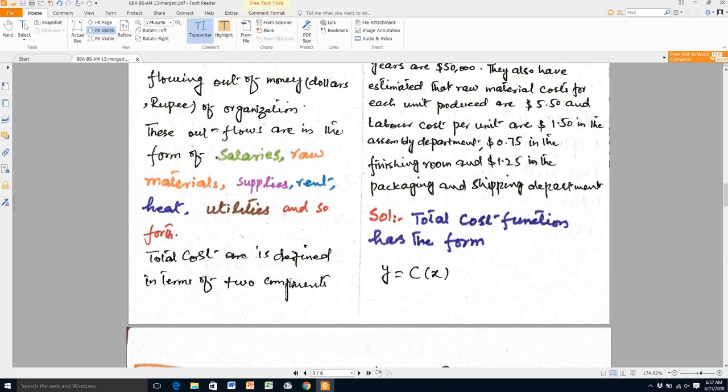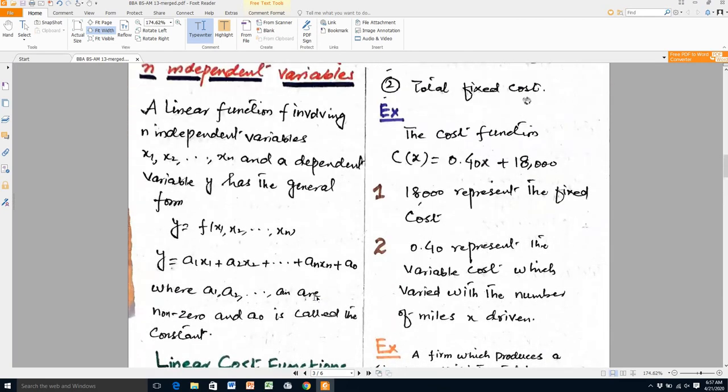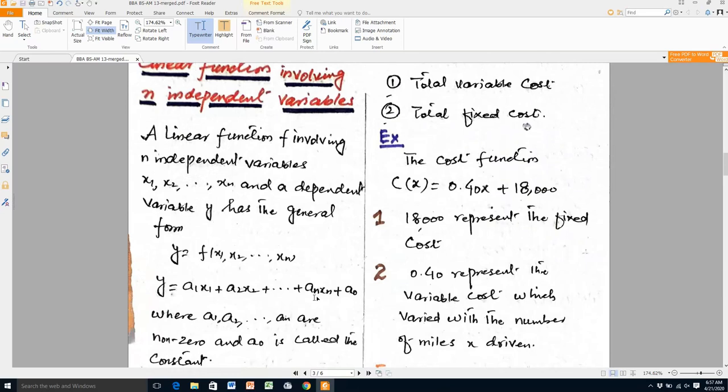The total cost is defined in terms of two components. What are these components? Number one, total variable cost, and number two, total fixed cost. So we can say that a linear cost function is based on two types of costs: one is called the variable cost and the other is called the total fixed cost.